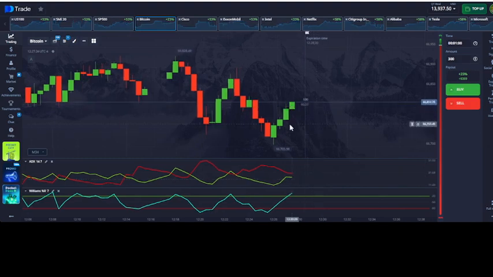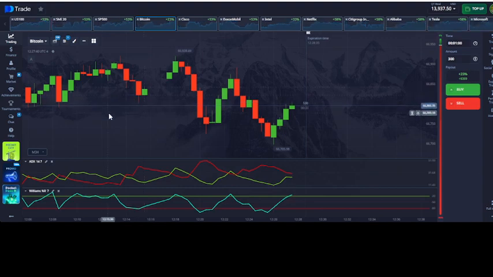So today I'm on the Pocket Option platform, and I'm going to be utilizing two indicators here: the ADX, the Average Directional Index indicator, and the Williams Percent R indicator, trading regular currency pairs.